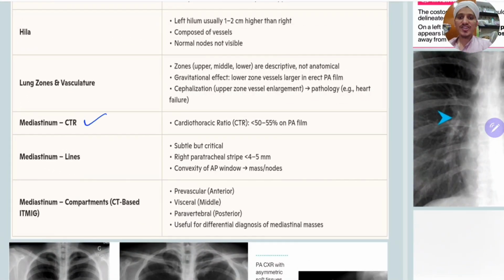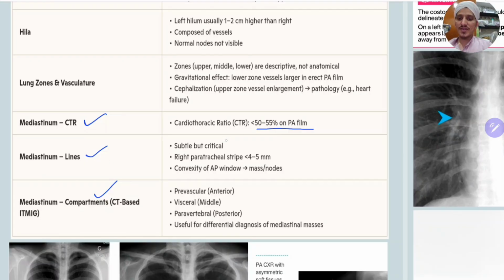Cardiothoracic ratio, number one, then some important lines. We'll discuss those lines, and then compartments. The cardiothoracic ratio is normally less than 0.5 on a PA film. If it is more than 0.5, then it is known as cardiomegaly.